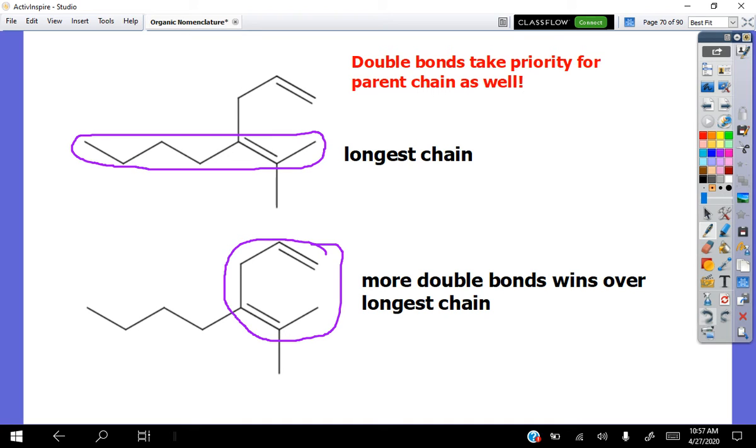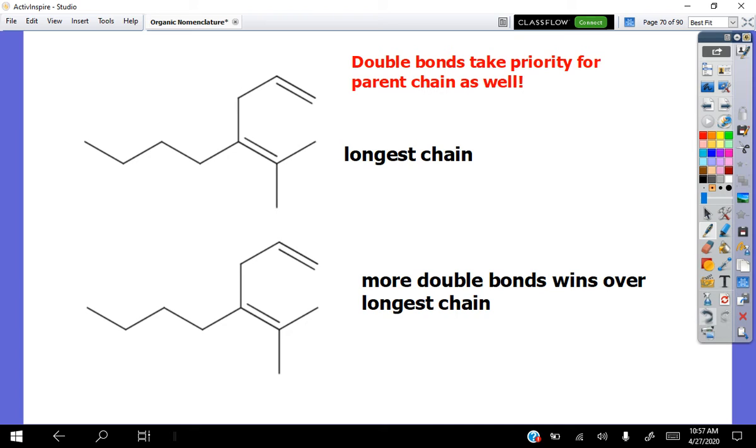So what you need to do is number in such a way: 1, 2, 3, 4, 5. Did I miss a carbon? I did, I'm sorry. 1, 2, 3, 4, 5, 6. 1, 4 is one of the possibilities for naming this chain. The other way you could do is 1, 2, 3, 4, 5, 6, and then 2, 5 is the other possibility. We want to number in the direction that gives us 1, 4, because those are the lowest possible numbers.